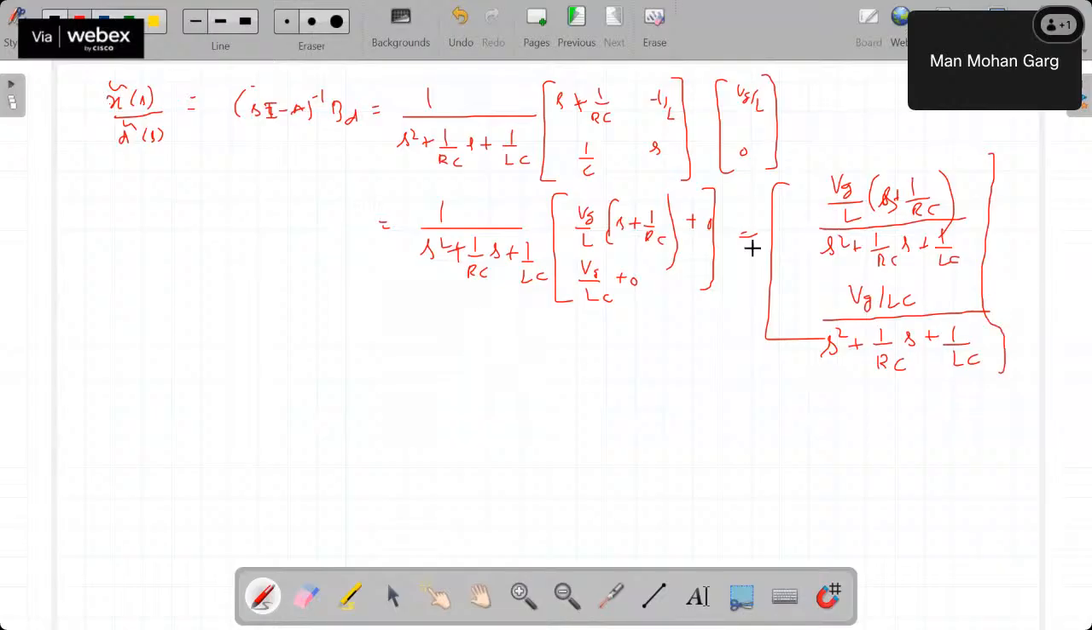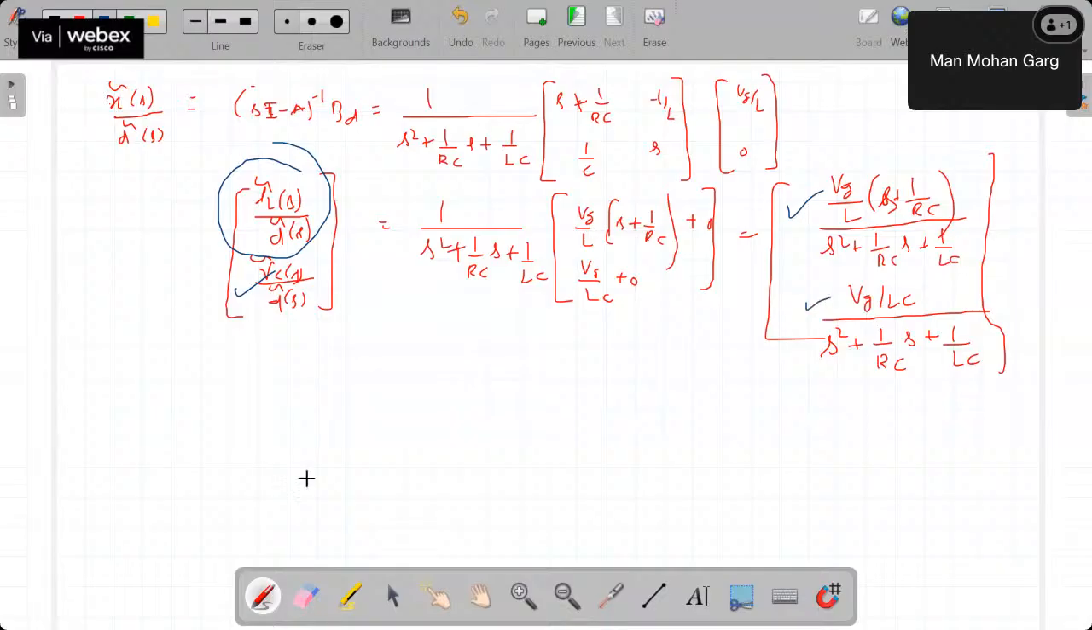And what are these two transfer functions basically? Here we have denominator as d of s, right? So it means we got two transfer functions. One is IL of s upon d, which is this one. Second is VC upon d, which is this one. So this way we got these two transfer functions with respect to duty cycle.